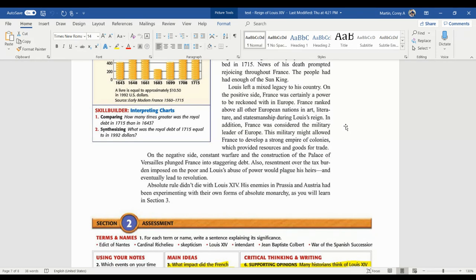On the negative side, however, constant warfare and the construction of the Palace of Versailles plunged France into staggering debt. Also, resentment over the tax burden imposed on the poor and Louis's abuse of power would plague his heirs and eventually lead to revolution. Absolute rule didn't die with Louis XIV. His enemies in Prussia and Austria had been experimenting with their own forms of absolute monarchy, as you will learn later on.